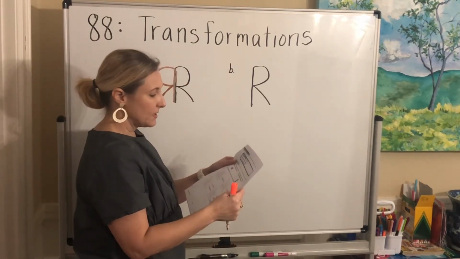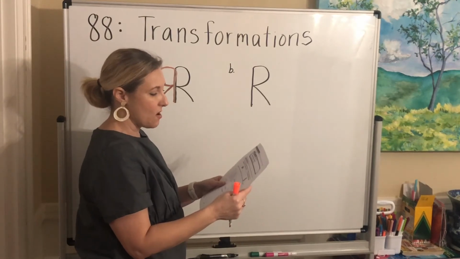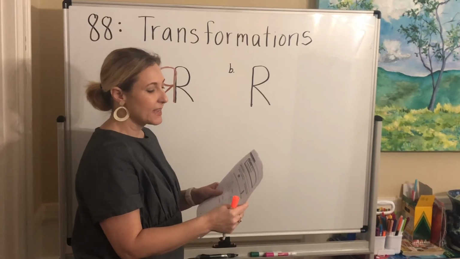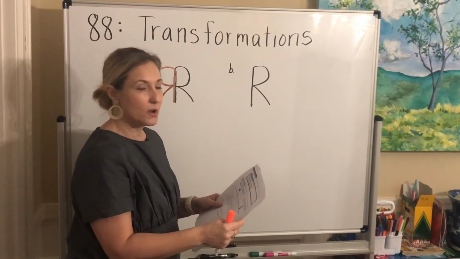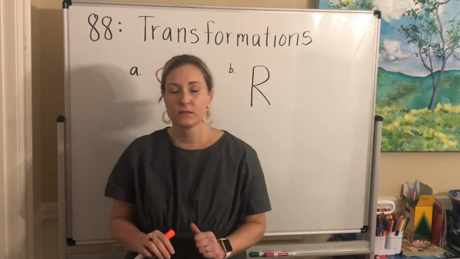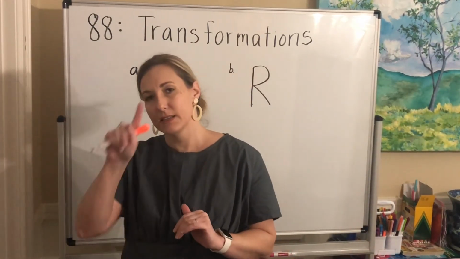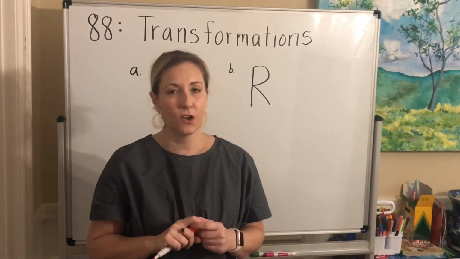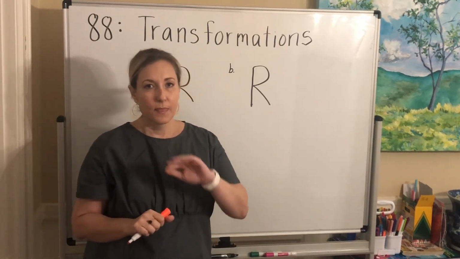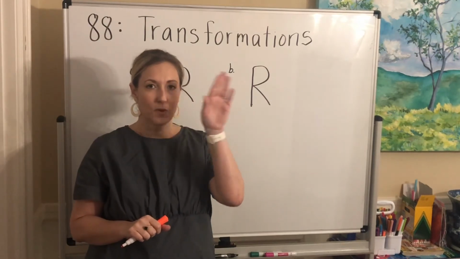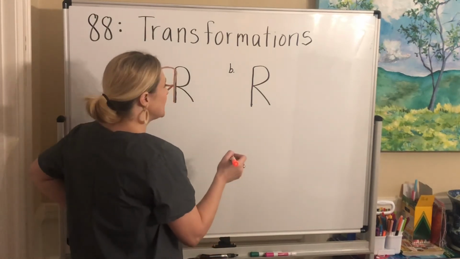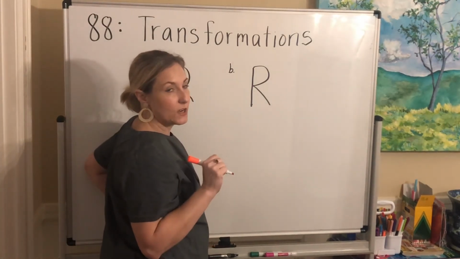Now, for B, this is letter B. Let's read the directions. Sketch an uppercase letter R after a 180-degree counterclockwise rotation. Well, clockwise is always to the right because that's the way the hands of a clock go. So if it says counterclockwise, they want us to rotate it to the left. So we are going to rotate this R 180 degrees.